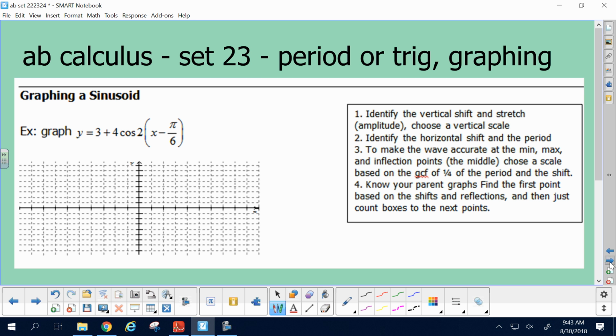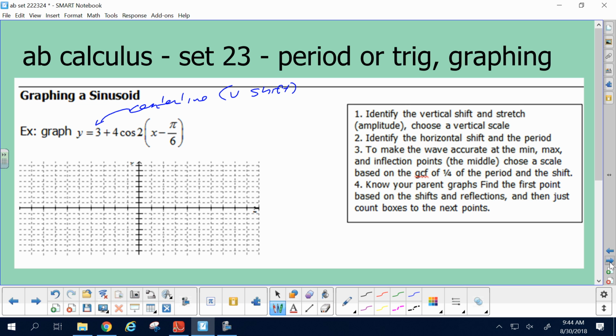This is the process. It goes like this. Let's first do the vertical piece. What are the vertical pieces, which students usually do well? The 3 represents the shift. So you could think of it as the center line. It's the vertical shift. Okay? This is centered at -3.